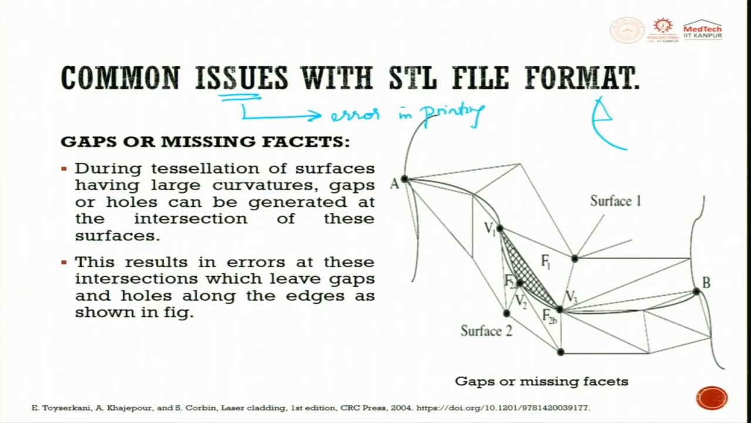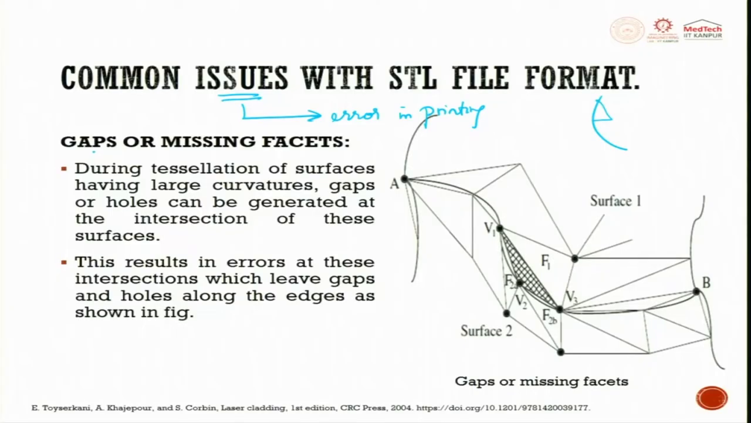So let us understand these small issues, so that when you start using this CAD, when you start developing STL, today of course STL files are auto generated, you can also understand where exactly the mistake is and you can try to correct it. Okay. So there are generally gaps or missing facets.